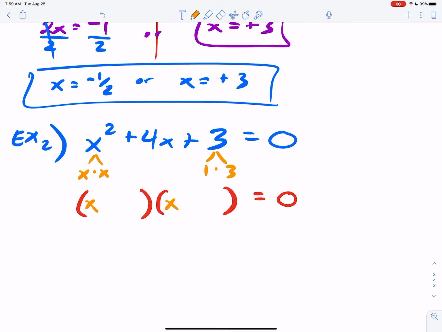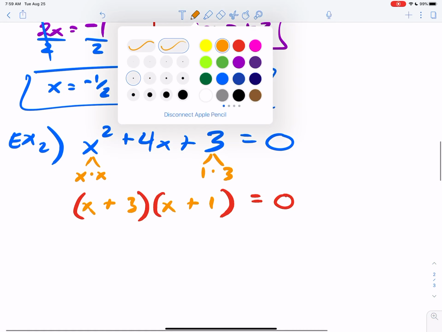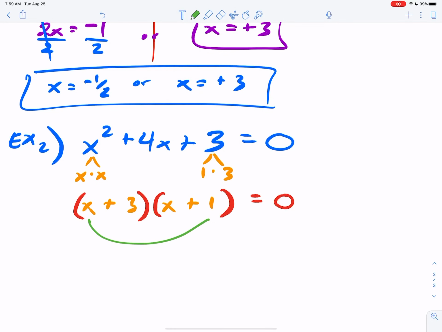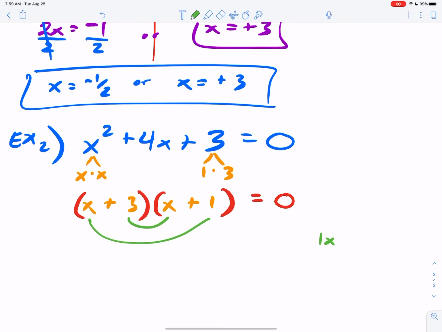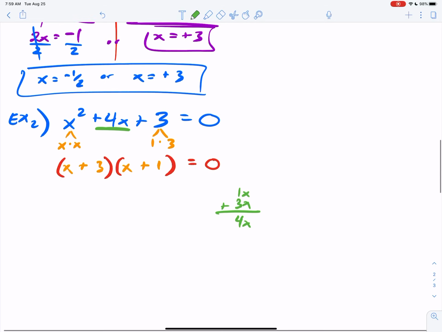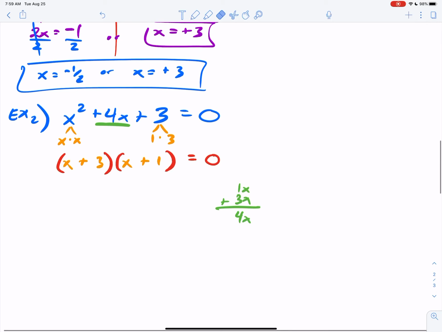Everything seems to be positive in here, so I think I'll be safe with a plus and a plus. And I'll just put a 1 and a 3 there. Let me check real quick on this side. Outside, 1 times x is 1x. Inside, 3 times x is 3x. If I add that, I get 4x, which is exactly what I want. So I know I'm good. But let me erase this so I have space. So I know that these two statements are equal.